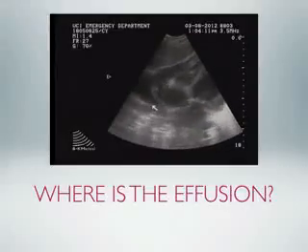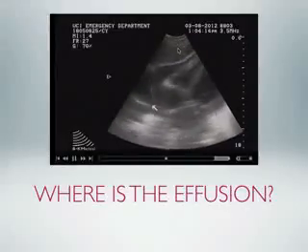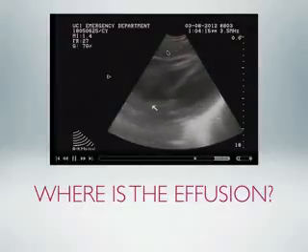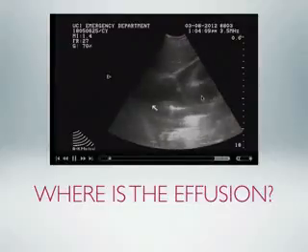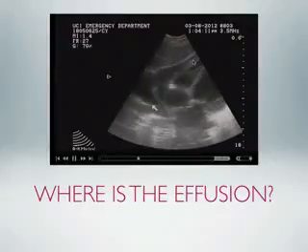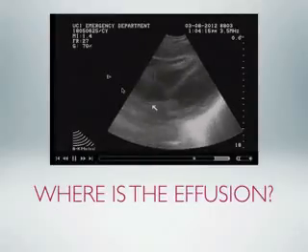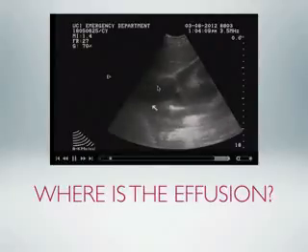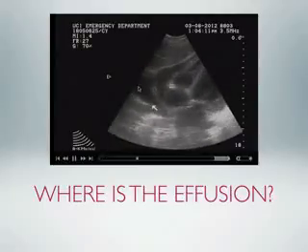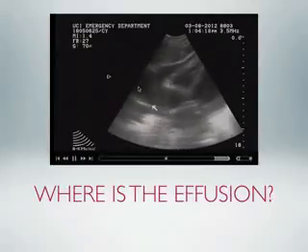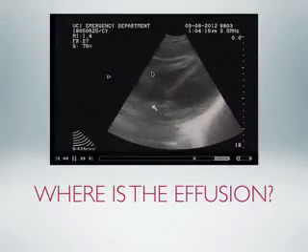Now the question over here is, where's the effusion? Subxiphoid view. We have the heart here, the liver here. We have the heart down here. There's a pericardial effusion over here, but there's something out to the side of the heart over here. Well, what's to the side of the heart? The lung. So this is a pleural effusion as well. So we have a pleural effusion and a pericardial effusion.